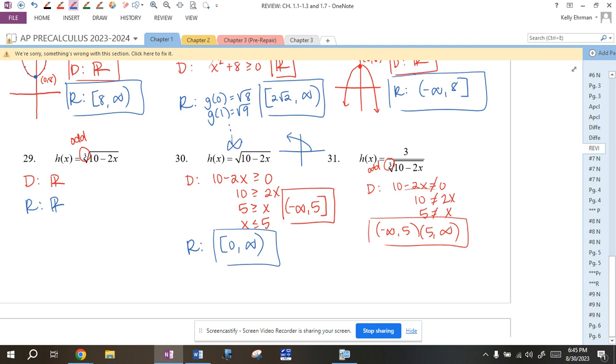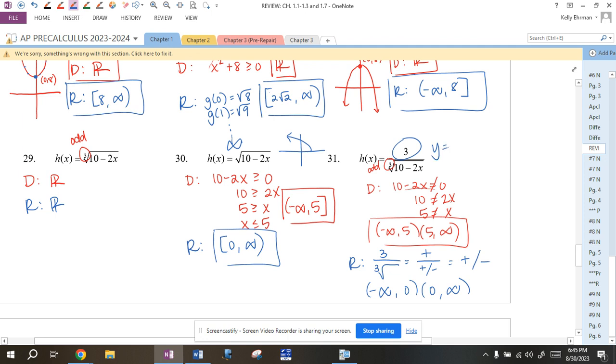What about the range for this? 3 over a cube root. 3 is always positive. Cube root of something linear can be positive or negative. So we will get positives or negatives out of this depending on what we plug in. So negative infinity to 0, 0 to infinity. Forgot to say this: y can't be 0 because there's no x up here. It's just 3.